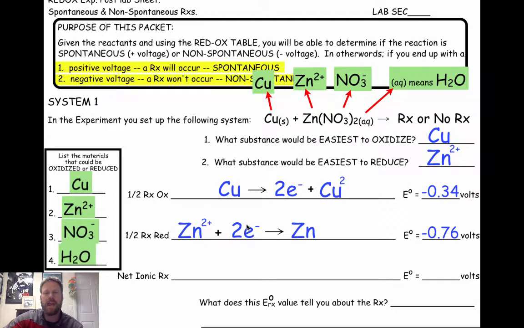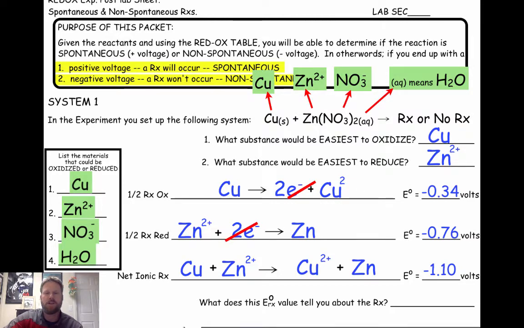So they are going to cancel. If the number of electrons doesn't cancel, then you'll have to multiply one of the half reactions by a whole number multiple in order to get the electrons to cancel. But in this case, they cancel, so then we just add them together. We have copper plus zinc ions goes to copper 2 plus zinc. And we're also just simply going to add the voltages together. So when you add negative 0.34 and negative 0.76, we get negative 1.10.